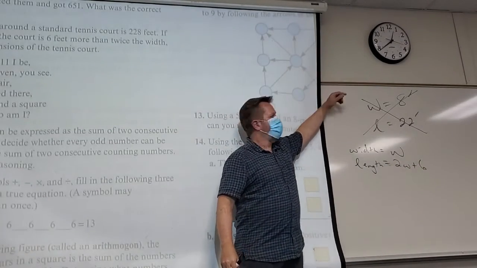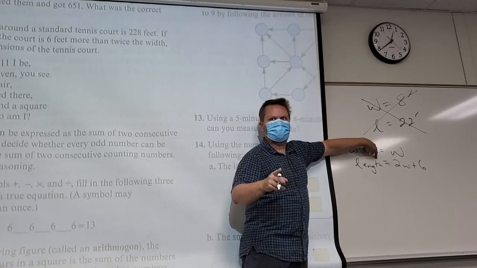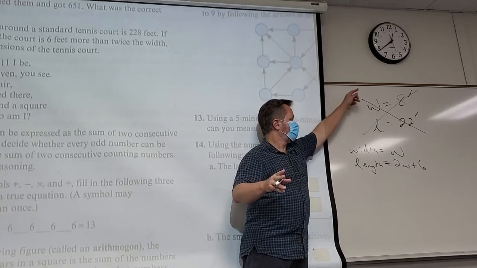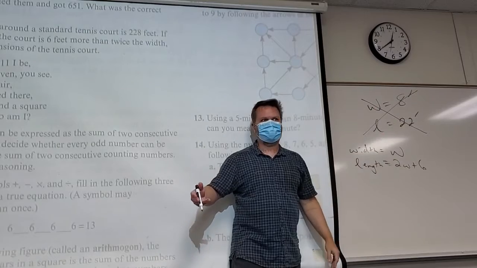And this is a specific instance of this relationship. So if the width was 10, this would be 10 and 26. Still not enough, right? So it's sort of like a Price is Right game.